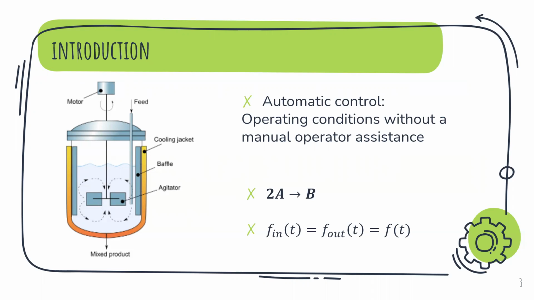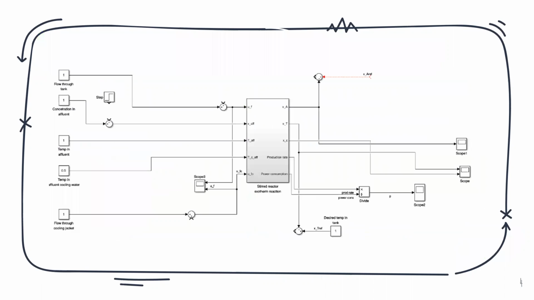An automatic control is needed to control the concentration of the reactant A in the outflow of the tank and the temperature inside the tank. For this task, the next Simulink model will be used.